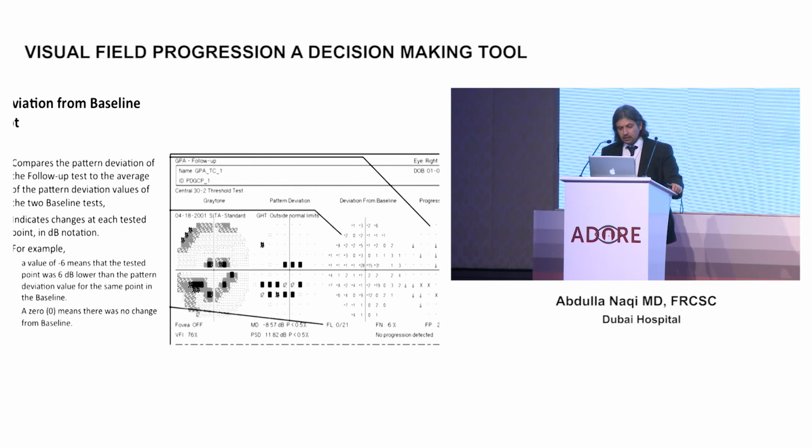I'm just going to look at the deviation from baseline plot, which compares the pattern deviation of the follow-up test to the average of the pattern deviation values of the 2 baselines, and indicates changes at each test point in decibels. So for example, a value of -6 means that the tested point was 6 decibels lower than the pattern deviation value of the same point in the baseline. If it was 0, that means there is no change. And for these numbers, you don't have to go and pull all your graphs. You just have to ask your technicians to print them out.